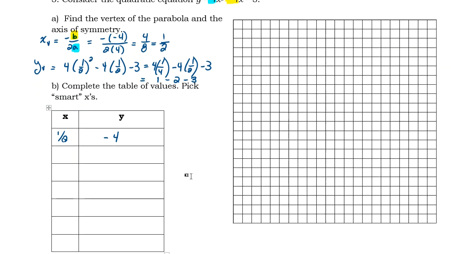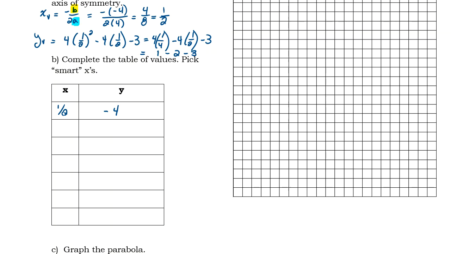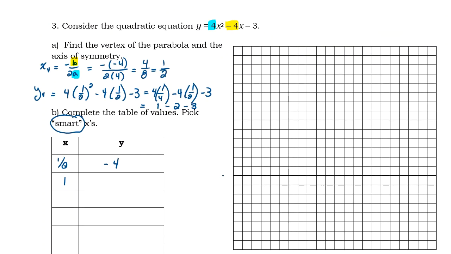Alright, so now what I want to do is think about picking smart points for my x. Since my vertex is at a half, my axis of symmetry is going to be at x equals a half. So what I want to do is pick points on either side of a half, equidistant. So let's say I pick 1. That's a nice number to pick. If I plug this into my equation, 4 times 1 squared minus 4 times 1 minus 3, I'm going to get 4 take away 3, which is negative 3.